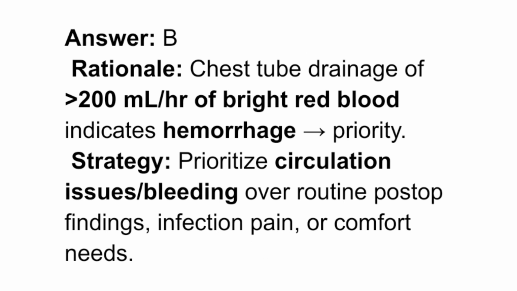Answer, B. Rationale. Chest tube drainage of greater than 200 milliliters per hour of bright red blood indicates hemorrhage, a priority. Strategy. Prioritize circulation issues and bleeding over routine post-op findings, infection pain, or comfort needs.